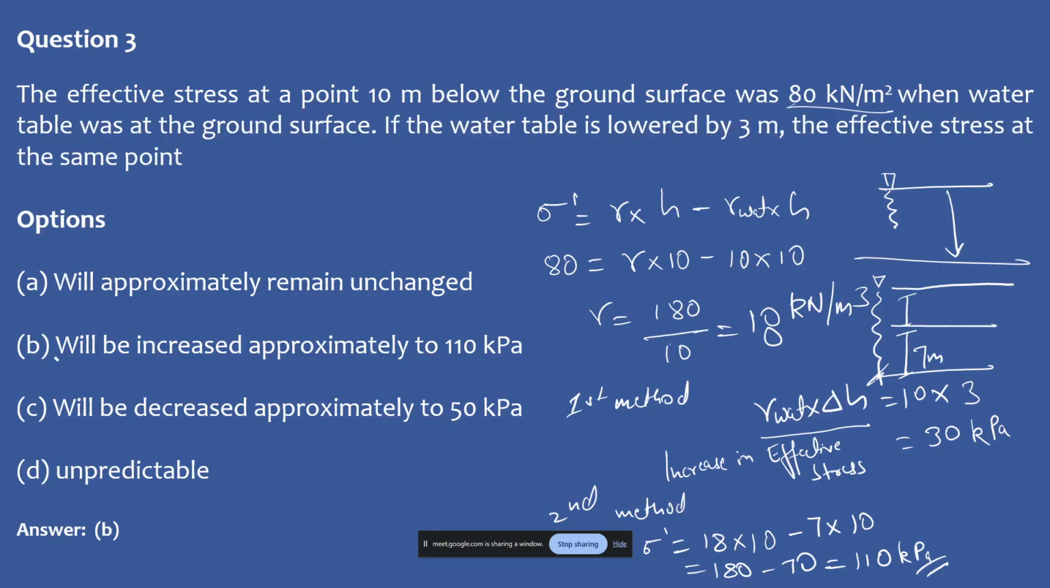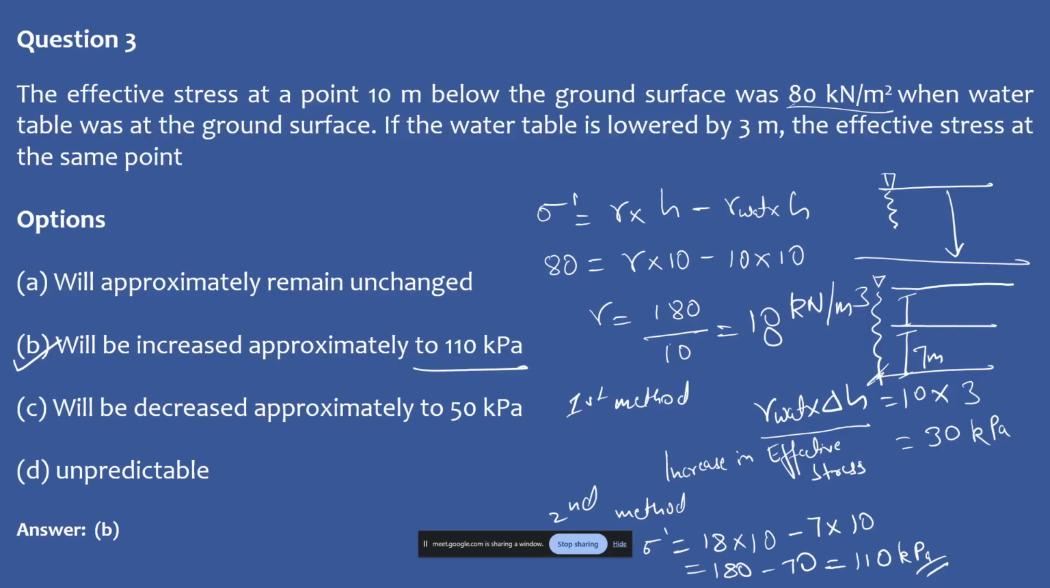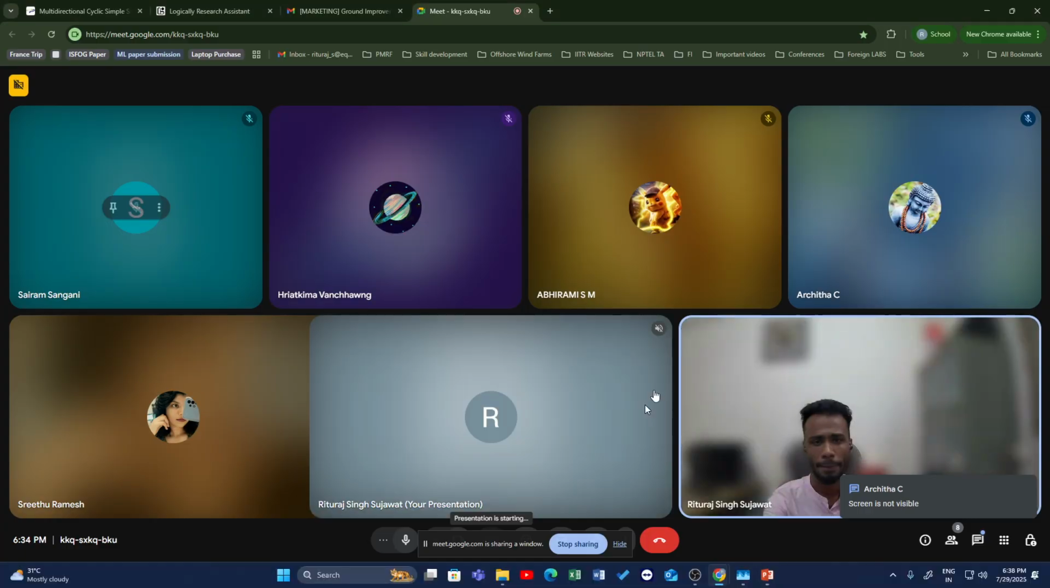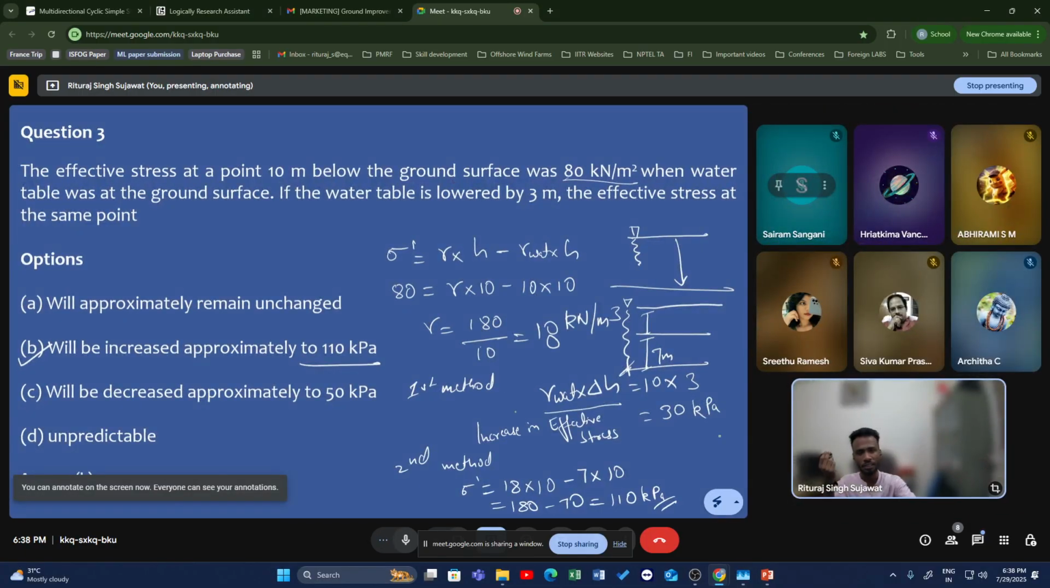So yeah, the correct answer is that the effective stress is increased approximately up to 110 kPa. Yeah, so that's how you can approach this particular question in two manners. If you know the definition of the effective stress, then you can deal with this one.